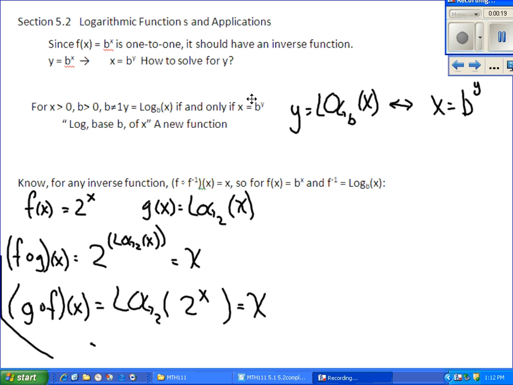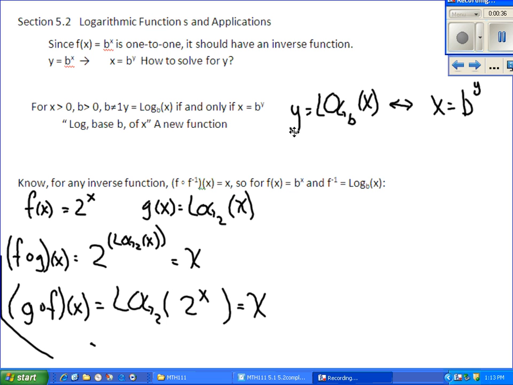And no, you can't divide by b. It's not b times y, it's b to the power of y. So in order to solve for y, we create a new function that's the inverse of an exponential function. And for who knows what reason, we named the inverse of the exponential function the logarithmic function.